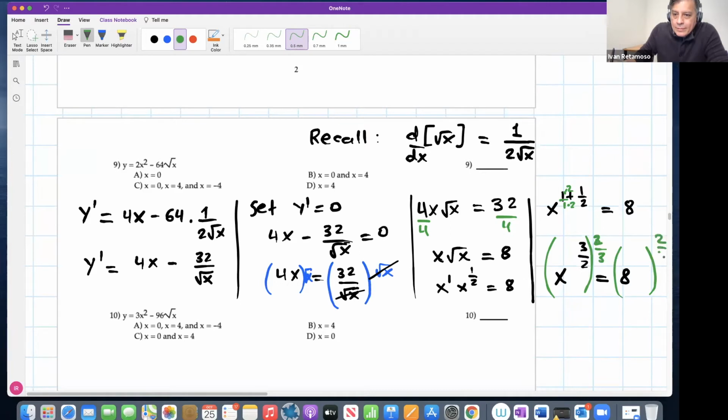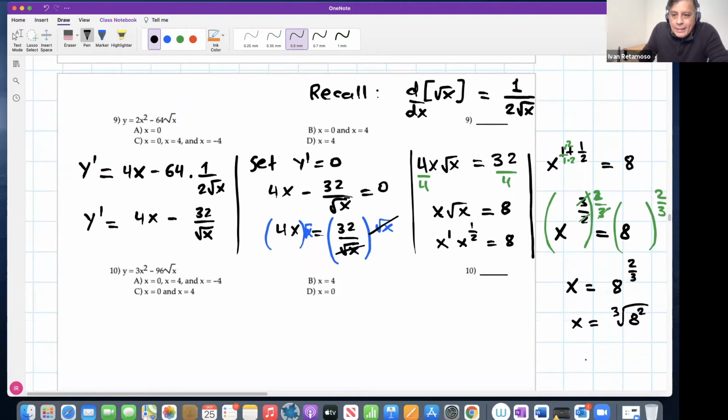Raised to 2/3. Look, 3 cancels with 3, 2 cancels with 2. This gives me x all by itself, as I need it, right? And that equals 8 raised to 2/3. Now, this 8 raised to 2/3 can be found in the calculator, right? You don't have to do it by hand, but if you want to do it by hand, this is just cube root of 8 squared, right? The denominator is the index, this is the exponent. 8 squared is 64, and cube root of 64 is just 4.